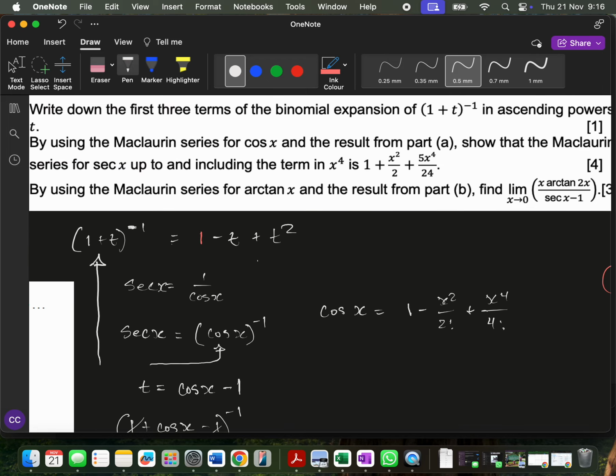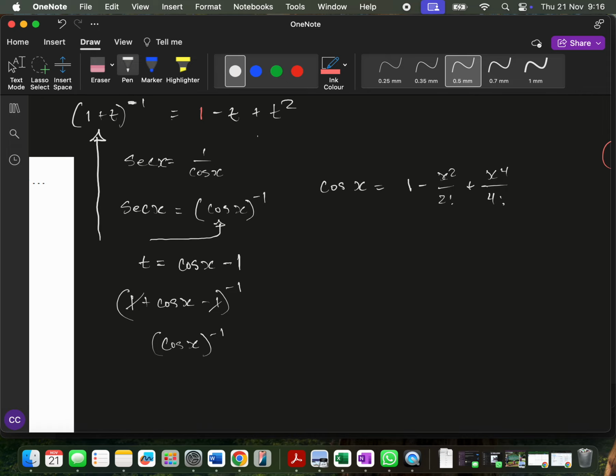Right. So what I can do now is substitute, because if t is cosine x minus 1, then what I would have is 1 minus (cosine x minus 1) plus (cosine x minus 1) squared.